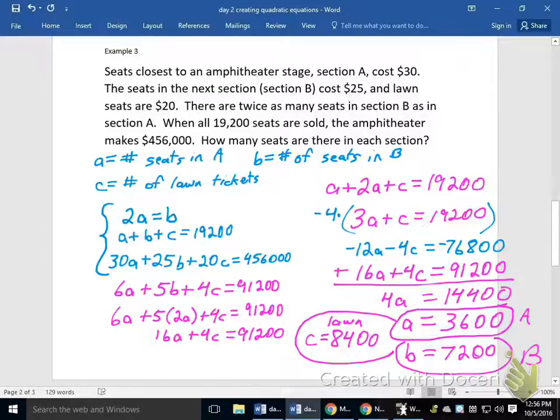Just a nice little word problem. You can have all sorts of different situations where systems of equations are useful in word problems, but here's just one.